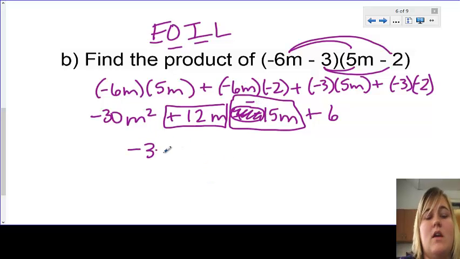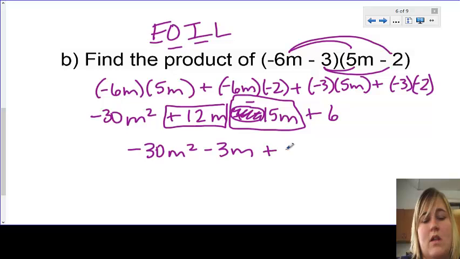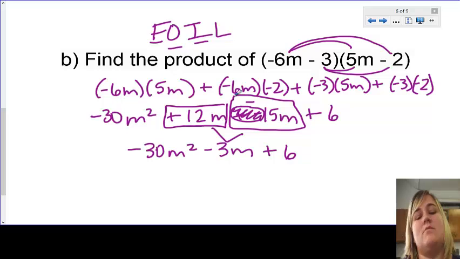I have negative 30m squared. 12m minus 15m gives me negative 3m plus 6. That's my final answer. I don't have any more like terms. I am finished.